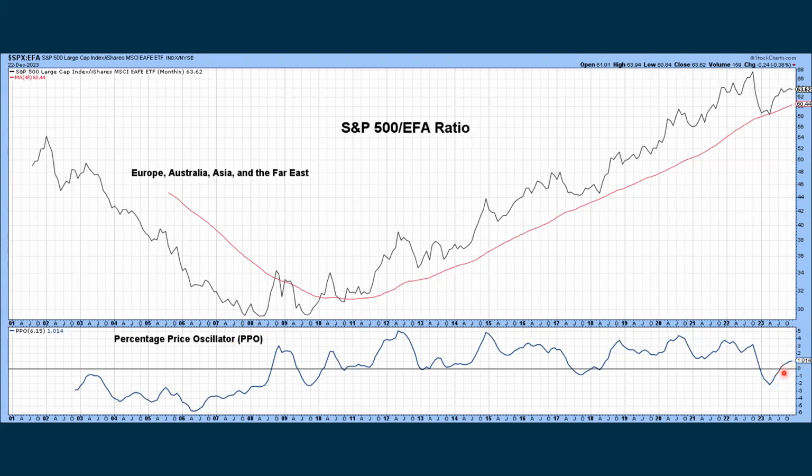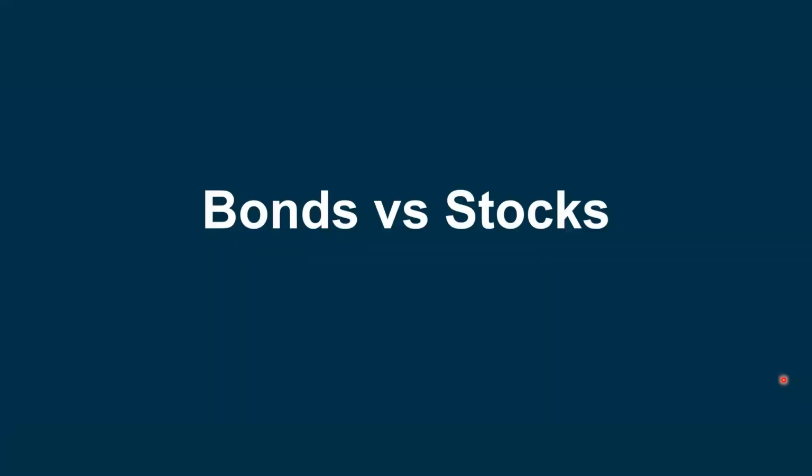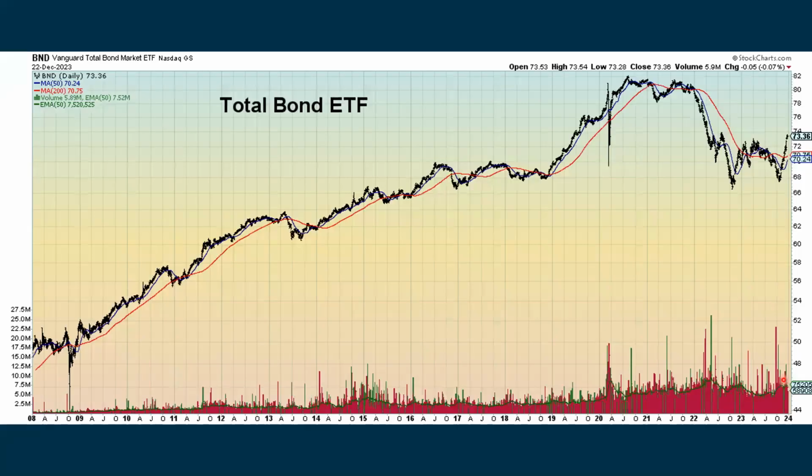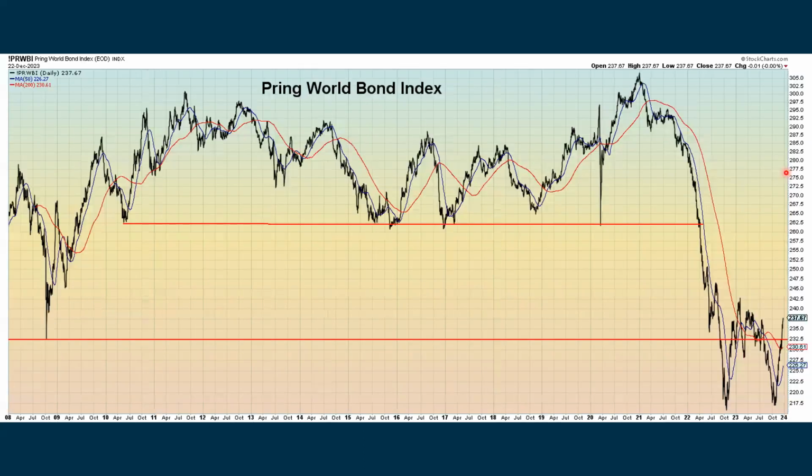This is the momentum oscillator, but we're still above zero. Now we look at bonds. This is the total bond ETF, which is showing some improvement as interest rates have been going down. That means price is going up, but we're still in a longer-term downtrend. When we look at world bonds, also still in a longer-term downtrend, but we have been seeing some improvement.